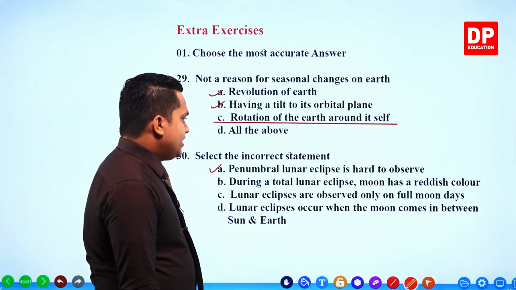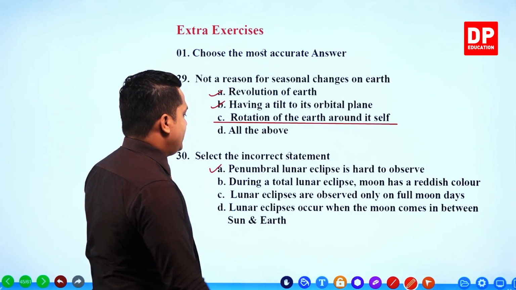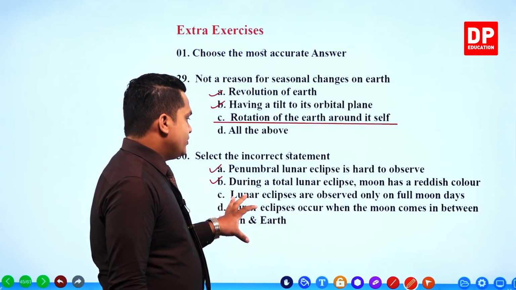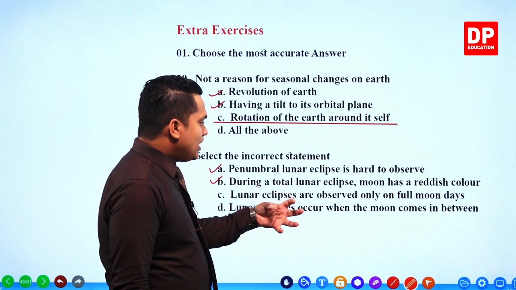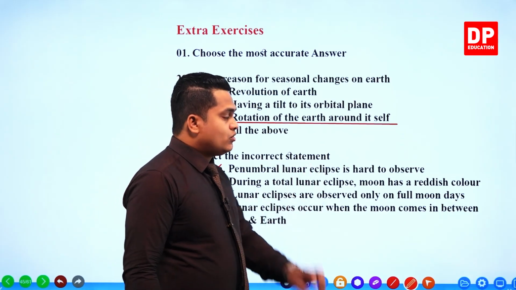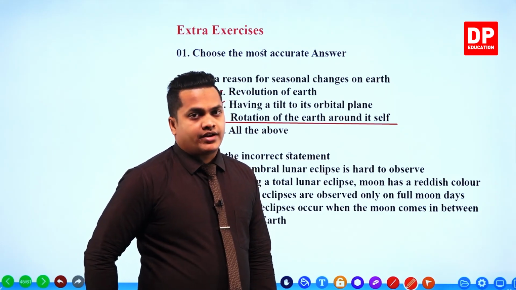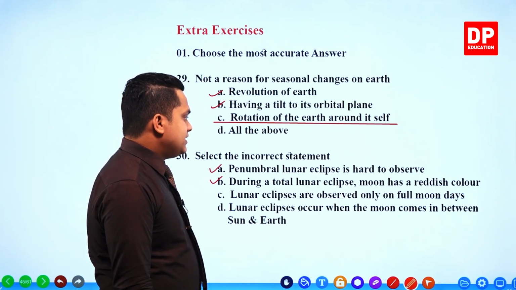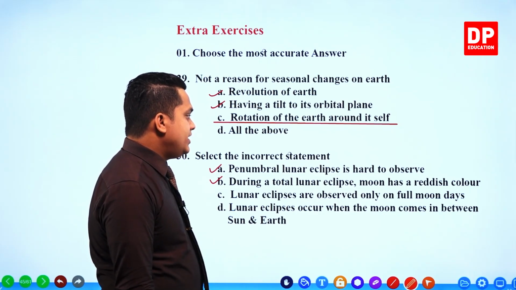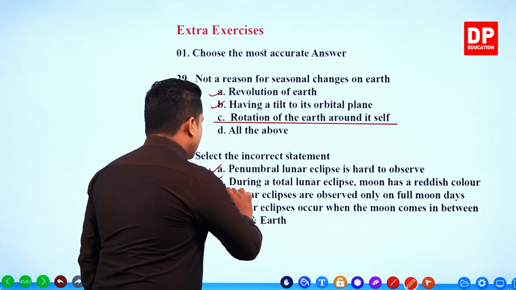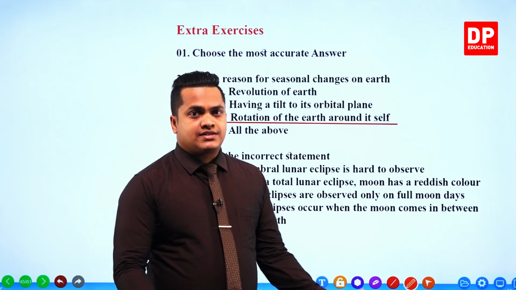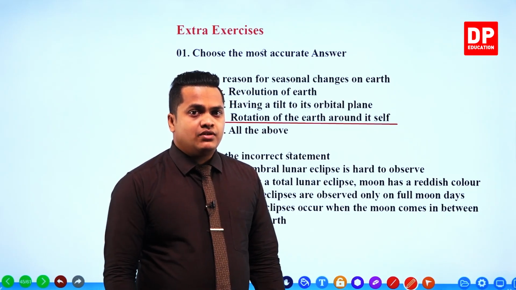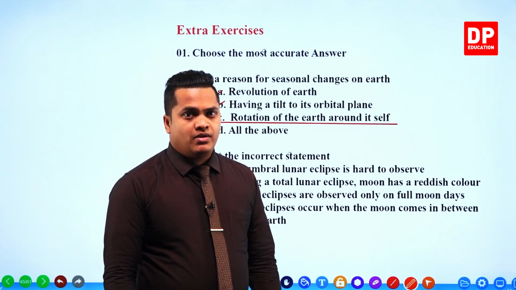During a total lunar eclipse, moon has a reddish color. Once again, it is correct. Straightforward theory questions, my dear children. In a total lunar eclipse, moon has a reddish brown color, so it is correct. No problem. Lunar eclipses are observed only on full moon days. Once again, correct, no? In order to observe a lunar eclipse, there should be a moon in the sky. So on full moon days, we can observe lunar eclipses. So that is also correct. There is no problem in it.